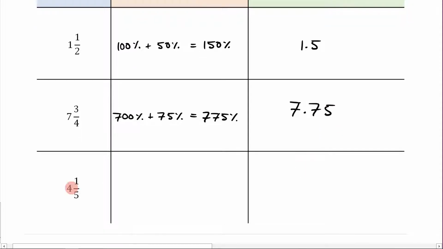Last one, if I've got 4 and 1/5, we know this 4 is the same thing as 400%, and this 1/5 is the same as 20%. So it's going to be 420%. And then if you were to write that as a decimal, it's simply going to be 4.2.